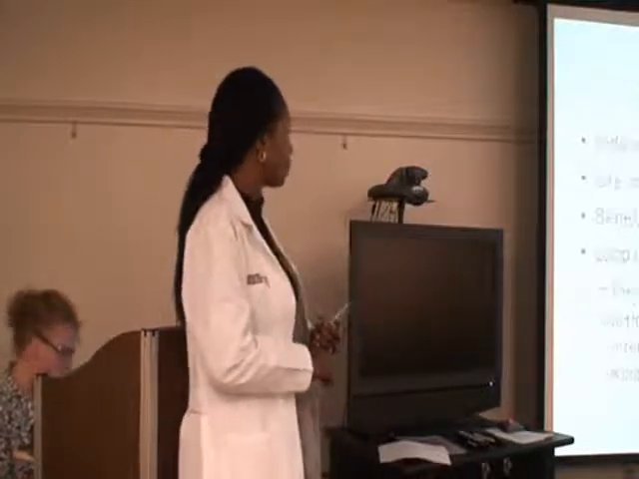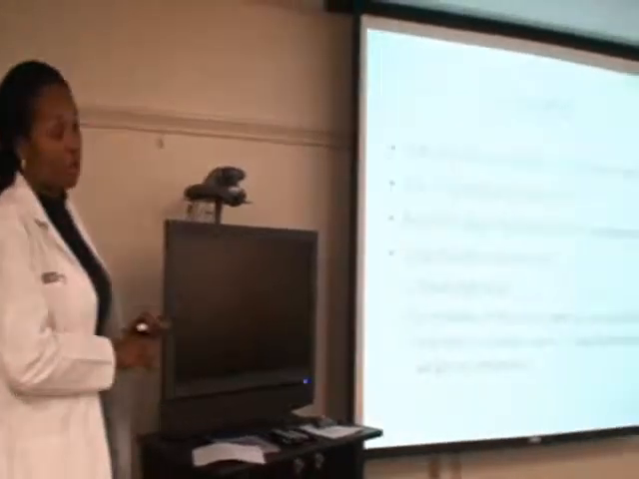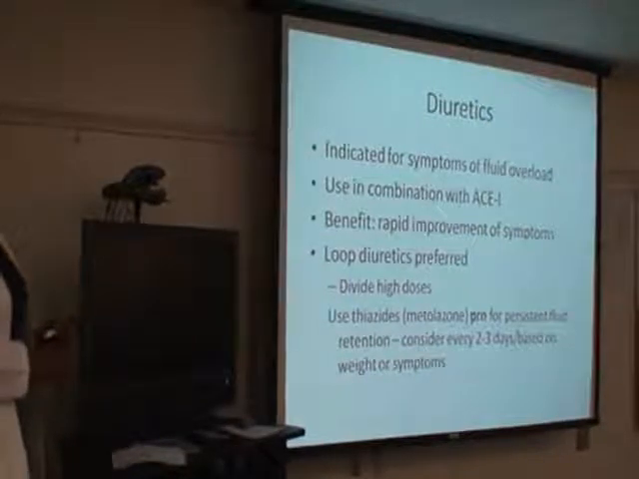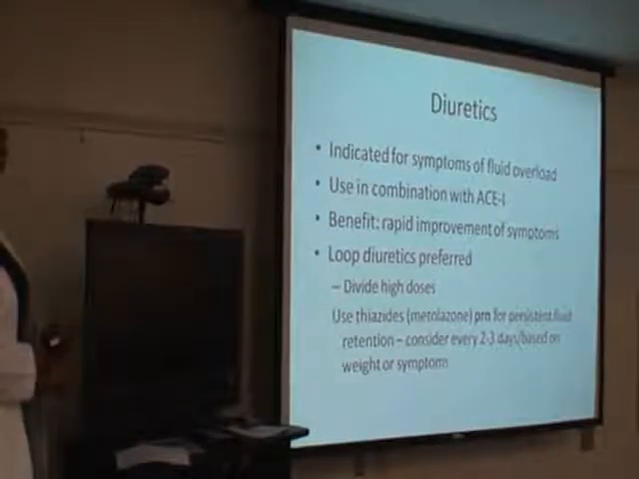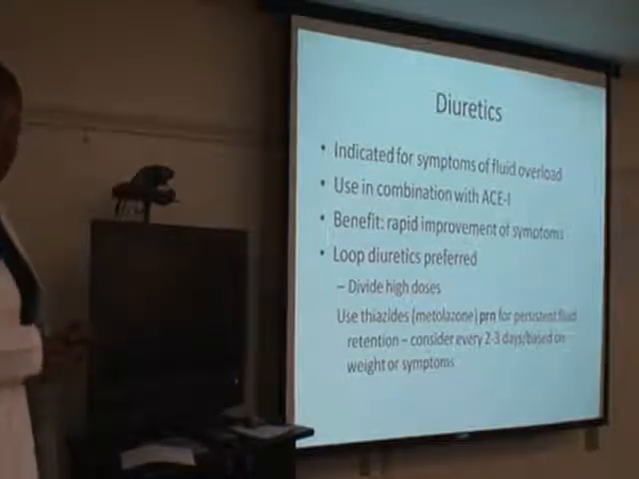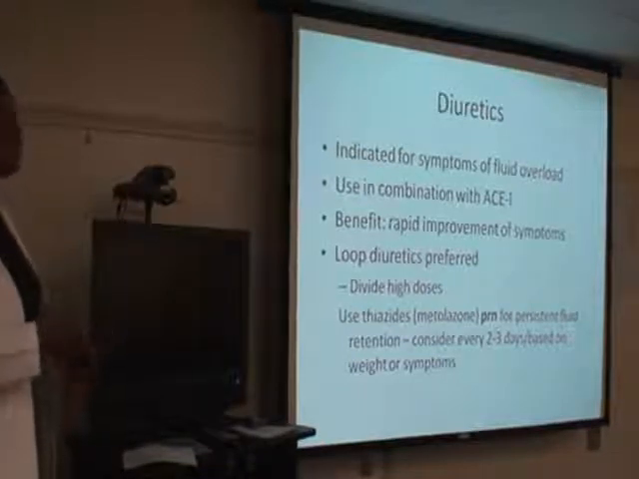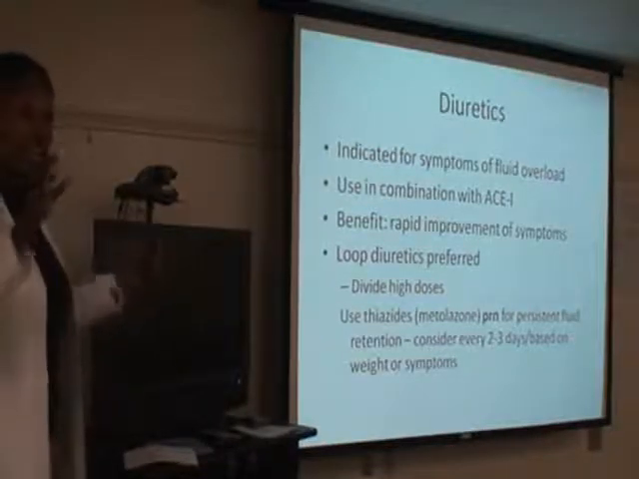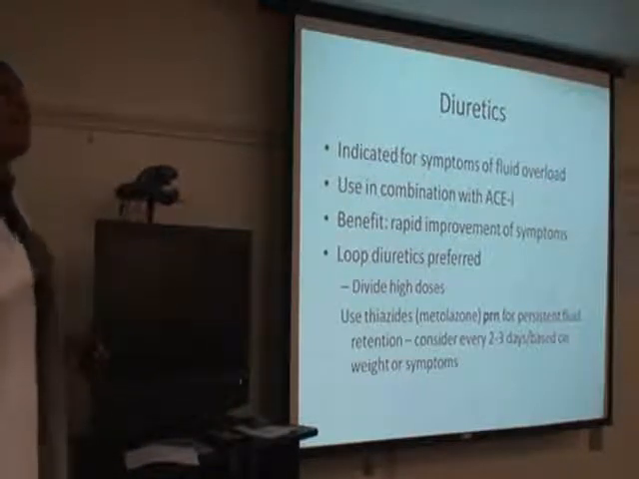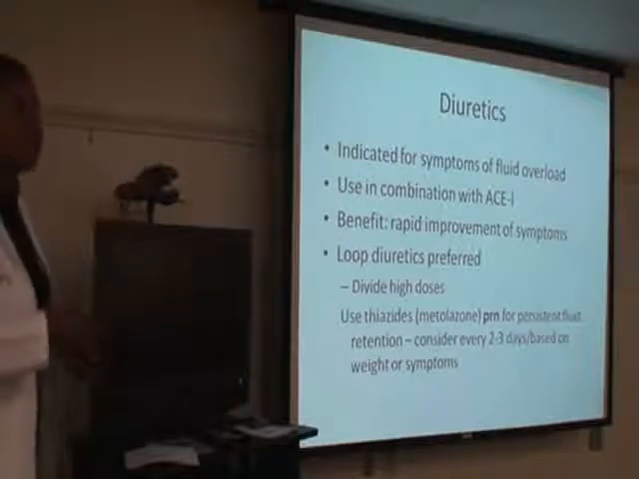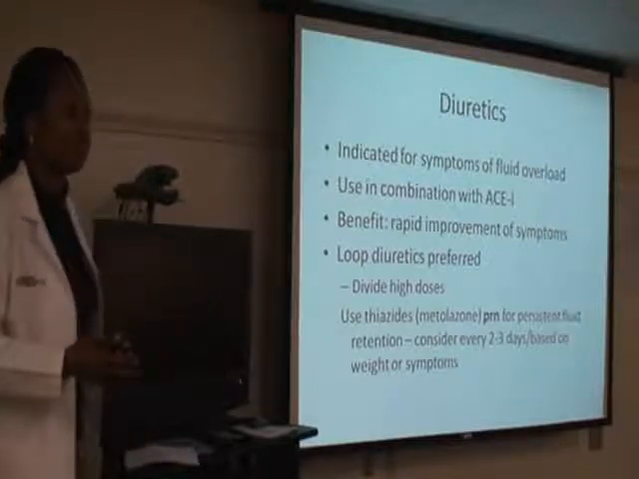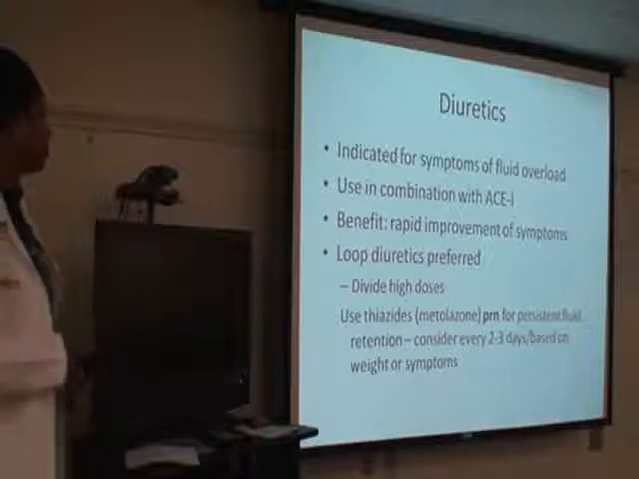Okay. Your diuretics, of course, those are your Lasix and things. We use them in combination with ACE inhibitors, and we use them for symptoms of fluid overload. The benefit of the diuretics is you get rapid improvement in symptoms. We usually prefer your loop diuretics like Lasix, Bumex, or Demadex. If you're going to use higher doses, you want to divide it into either 2 times a day dosing or 3 times a day dosing. And if the patient is still fluid overloaded, someone had mentioned Zaroxolyn, you can add Zaroxolyn on board as well. But you don't want to be using Zaroxolyn on an everyday basis because you can make the renal function worse. So you can just use it maybe 2 or 3 times a week. Okay.